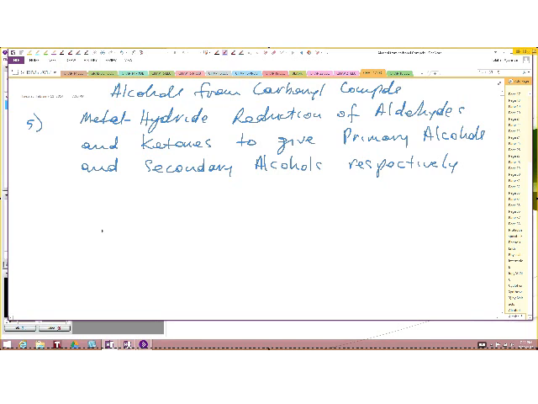Now, what do we mean by metal hydride? These are sodium borohydride, you guys have seen that before, and lithium aluminum hydride. Those are the two that we use. Now, let me take this aldehyde here, and I take sodium borohydride. I follow that up with water. I get this.